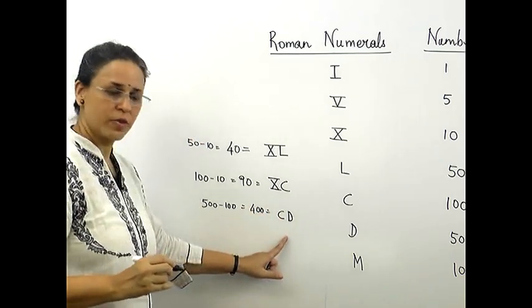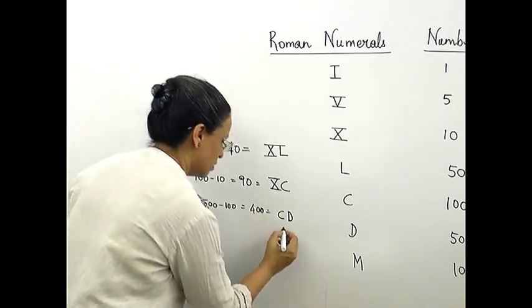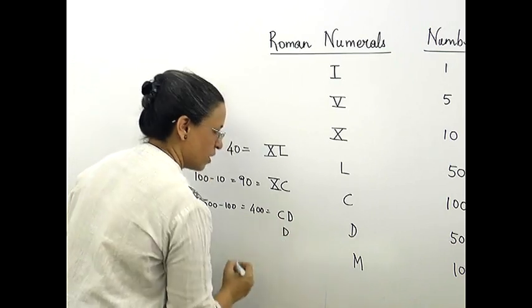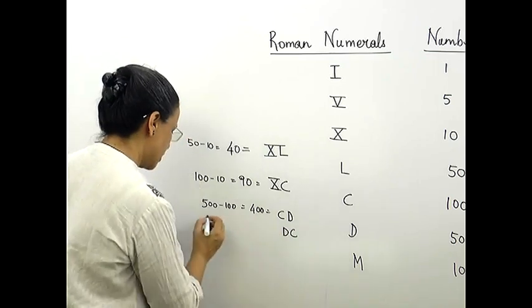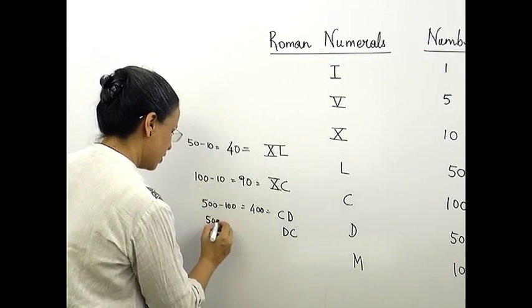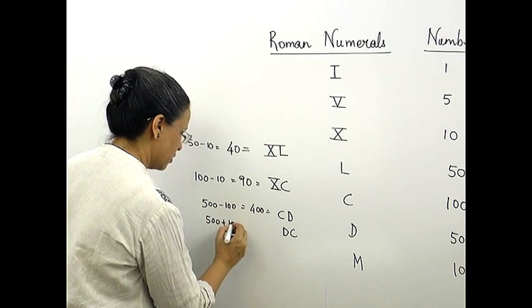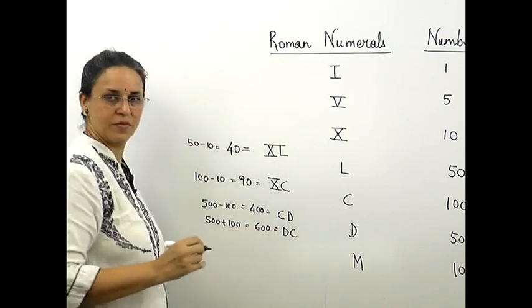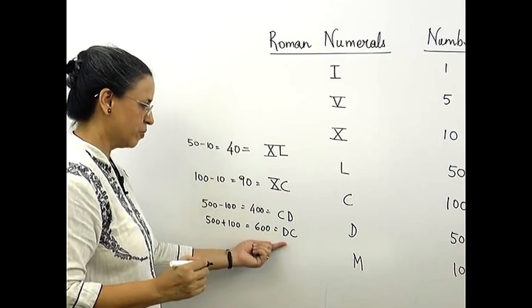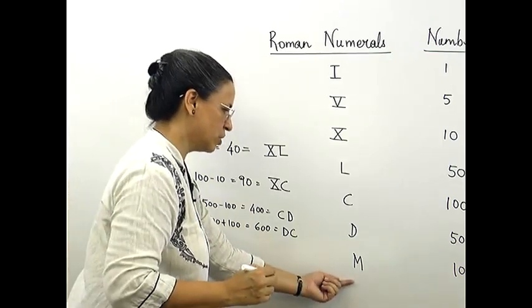Have you understood? अभी यही अगर मैं लिखती this way, D, and I write C on this side. So what will this mean? 500 plus 100. So that will give me 600. Got that? Now we have a bigger number.